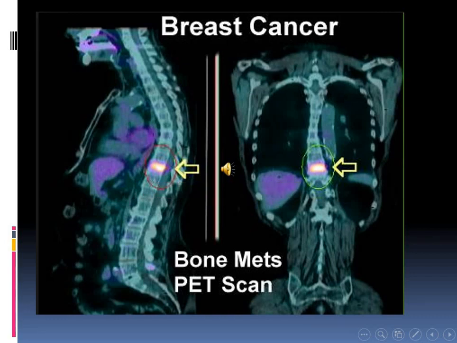A more advanced imaging modality is the PET-CT scan. This will also help us in the diagnosis of bone metastasis, as there is uptake in the abnormal part of the body that contains the malignancy. You can see in this patient with breast cancer a high uptake, which is seen in the circle on both coronal and sagittal views. The coronal view is on the right side, the sagittal section on the left side. So this represents metastasis.